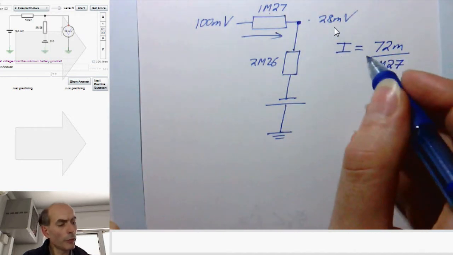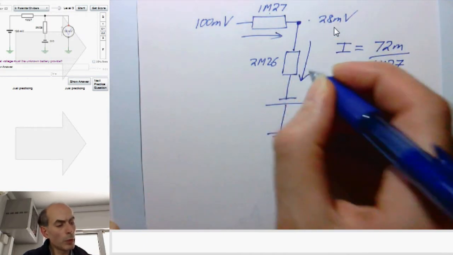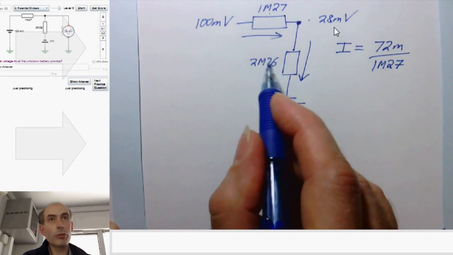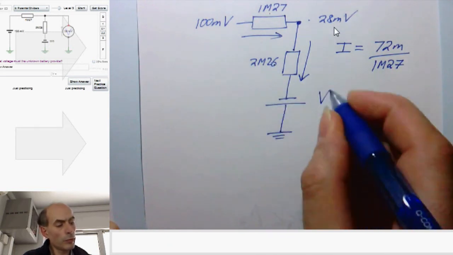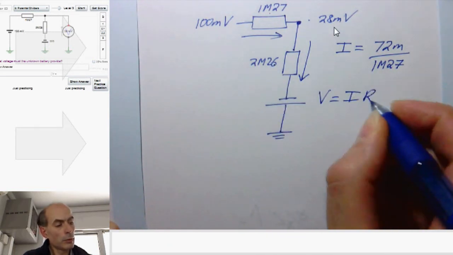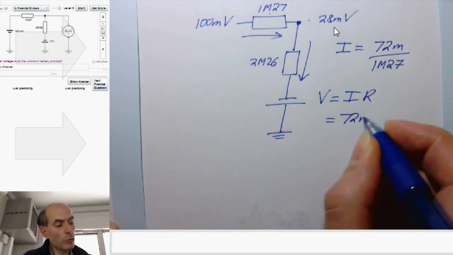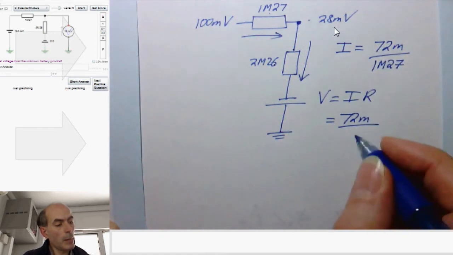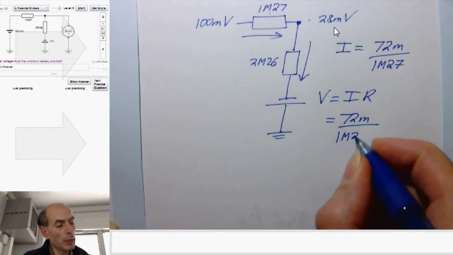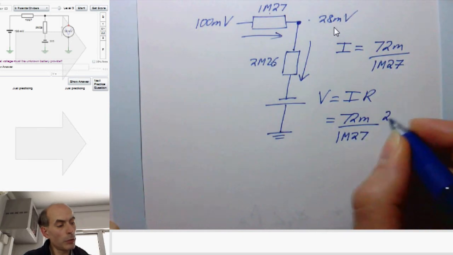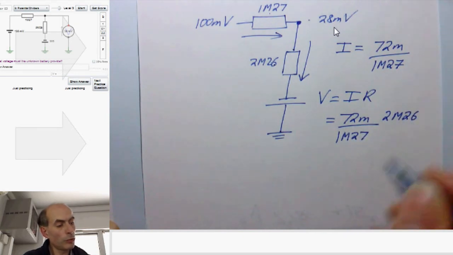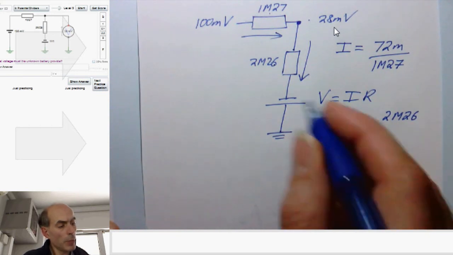If we know the current, then we must be able to work out the potential difference across this resistor here. That's just V equals IR, which in this case is 72 milli divided by 1 meg 27 multiplied by 2 meg 26. And that gives me the voltage.